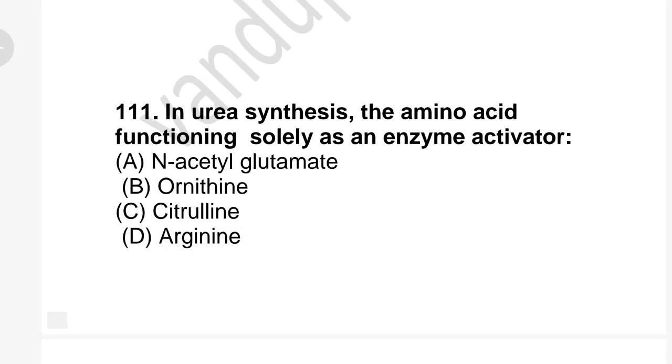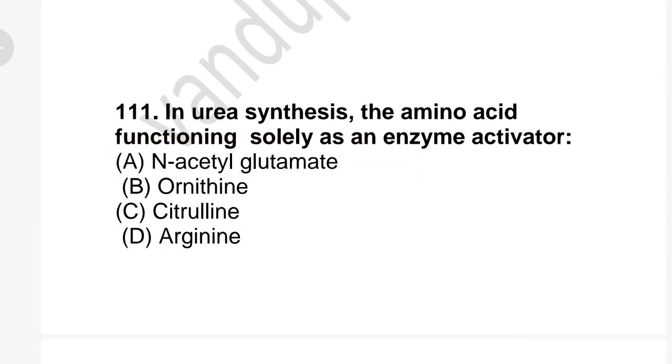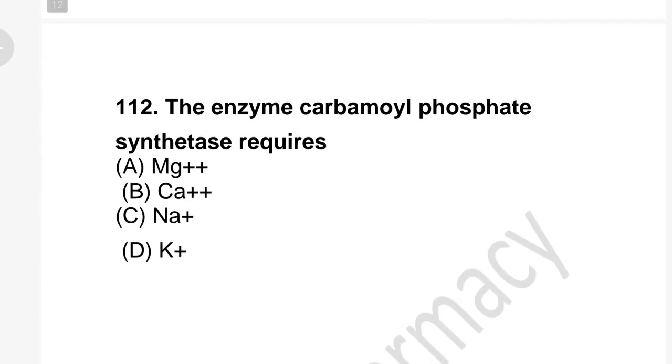In urea synthesis, the amino acid functioning solely as an enzyme activator. Option A N-acetyl glutamate, option B ornithine, option C citrulline, option D arginine. Right answer is option A. The enzyme carbamoyl phosphate synthase requires option A magnesium, option B calcium, option C sodium, option D potassium. Right answer is option A.